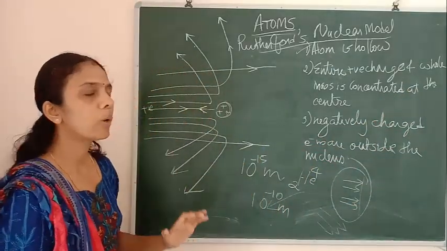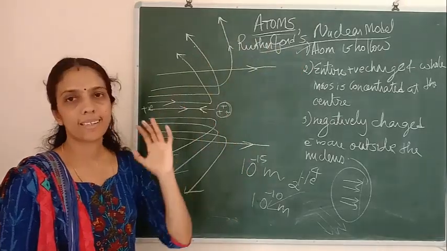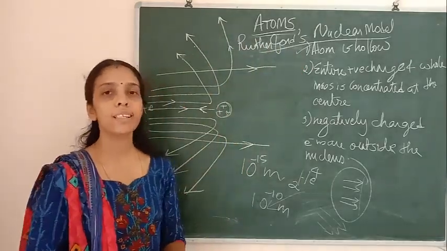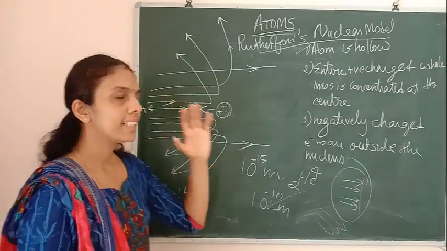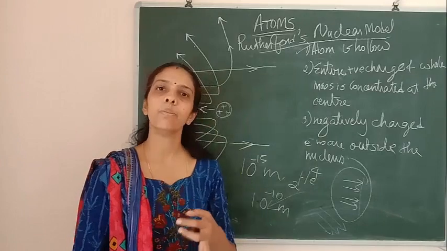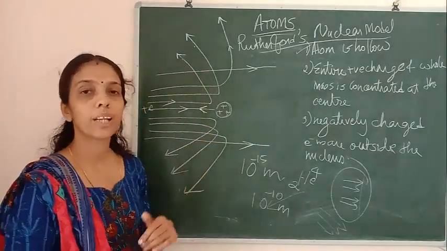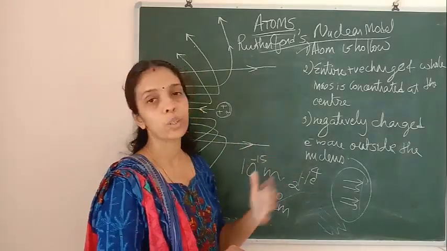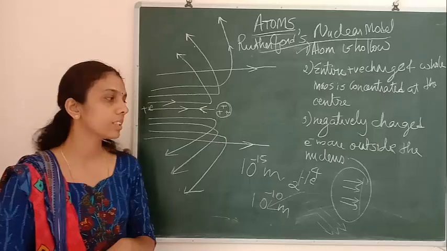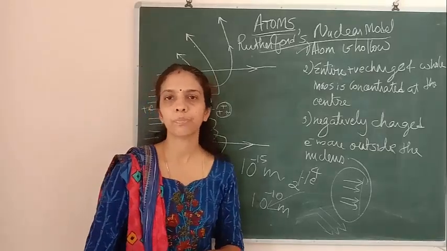These are the important conclusions done by Rutherford using the Geiger-Marsden experiment, and this is the nuclear model which Rutherford had suggested. So the atom is hollow and the entire mass is concentrated at the center, which has positive charge, and that is why we call Rutherford the one who found the nucleus first. Then next, negatively charged electrons are outside the nucleus, like that also he concluded.